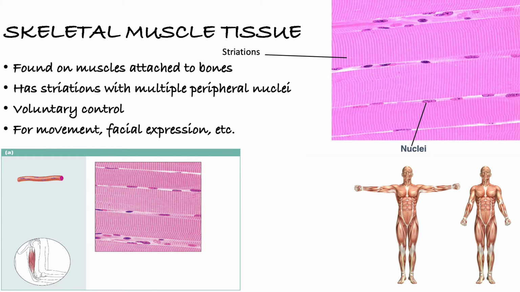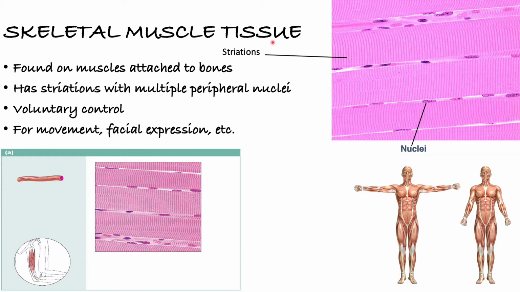Another thing is that they have what we call striations. Striations are these lines that you're seeing here. When we get to muscle physiology, we're going to talk more about it. Anytime you see anything that has striations, because we're also going to see this in cardiac muscle tissue, it does a lot of work. There's a lot of contraction, relaxation, and stretching going on.